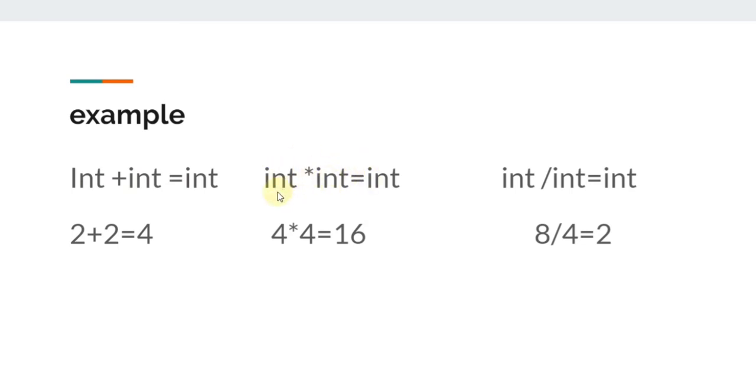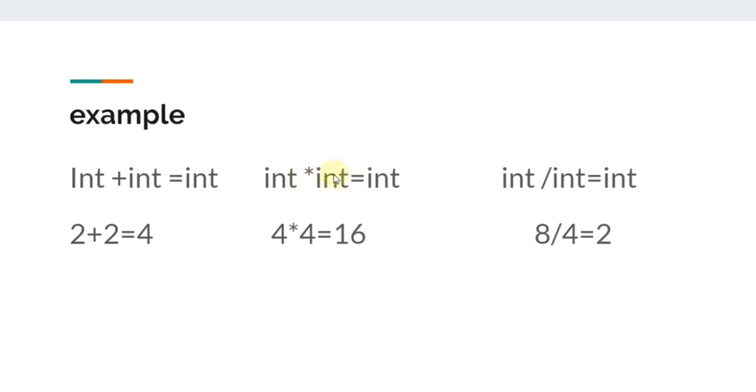Now I will check this with the help of validation. 2 plus 2 is equal to 4, so it is correct. So the validation is based on my verification. When my verification is correct, my validation will be correct. Integer multiplied by integer is equal to integer, so 4 multiplied by 4 is equal to 16.